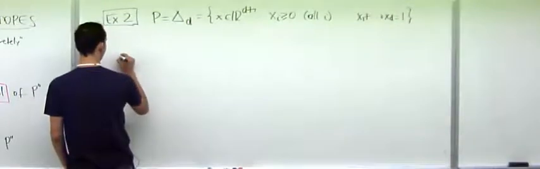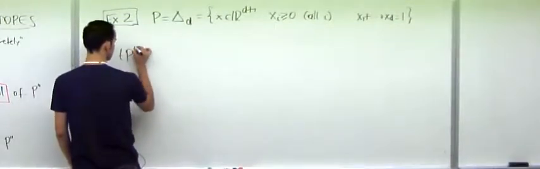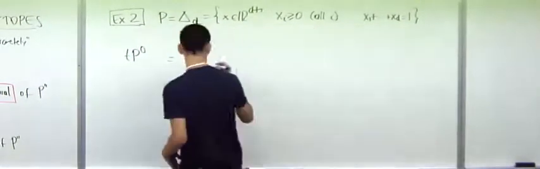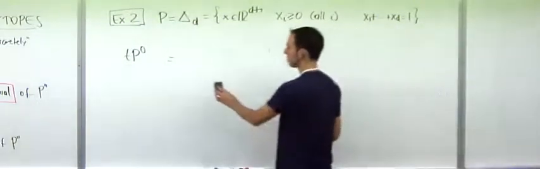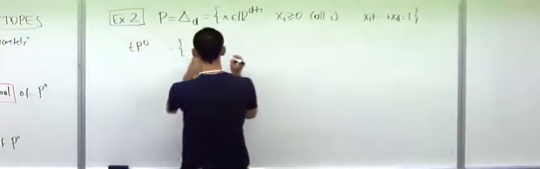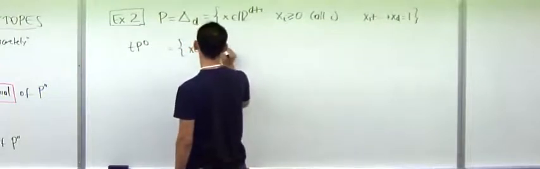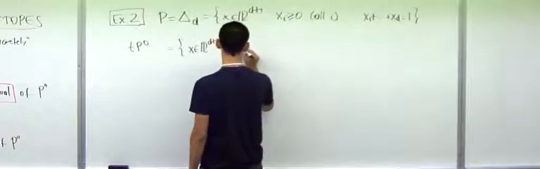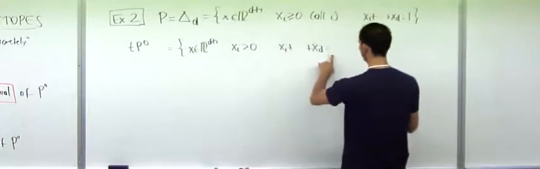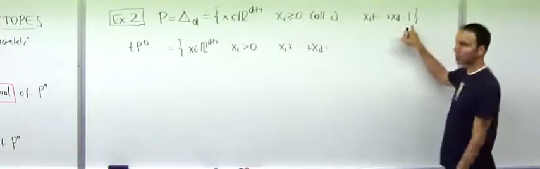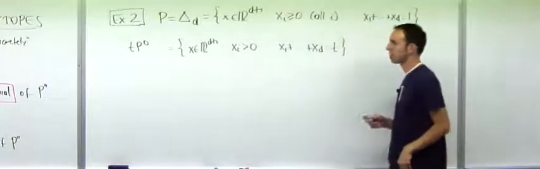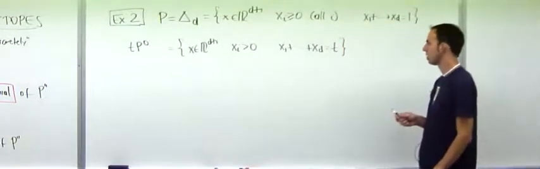So let's talk about P interior, because this is going to be a little bit easier to compute. So these are the x's in R^(d+1) such that xi is bigger than 0 and x1 up to xd+1... Now, these used to add up to 1, but now I scaled by t, so they're going to add up to t. Right? So these are the things that we're counting. Okay?